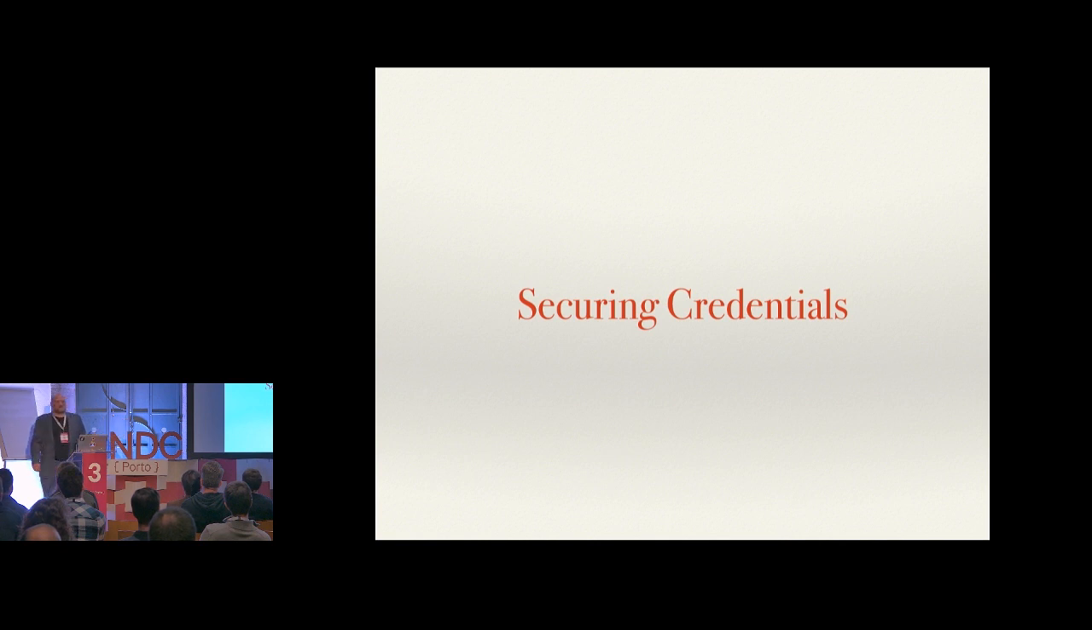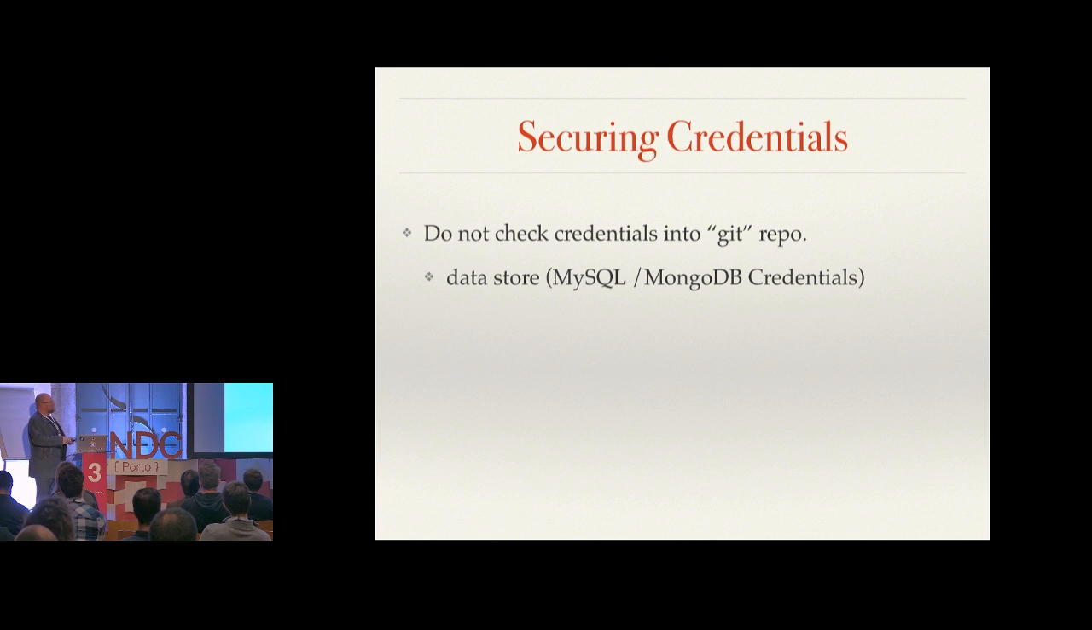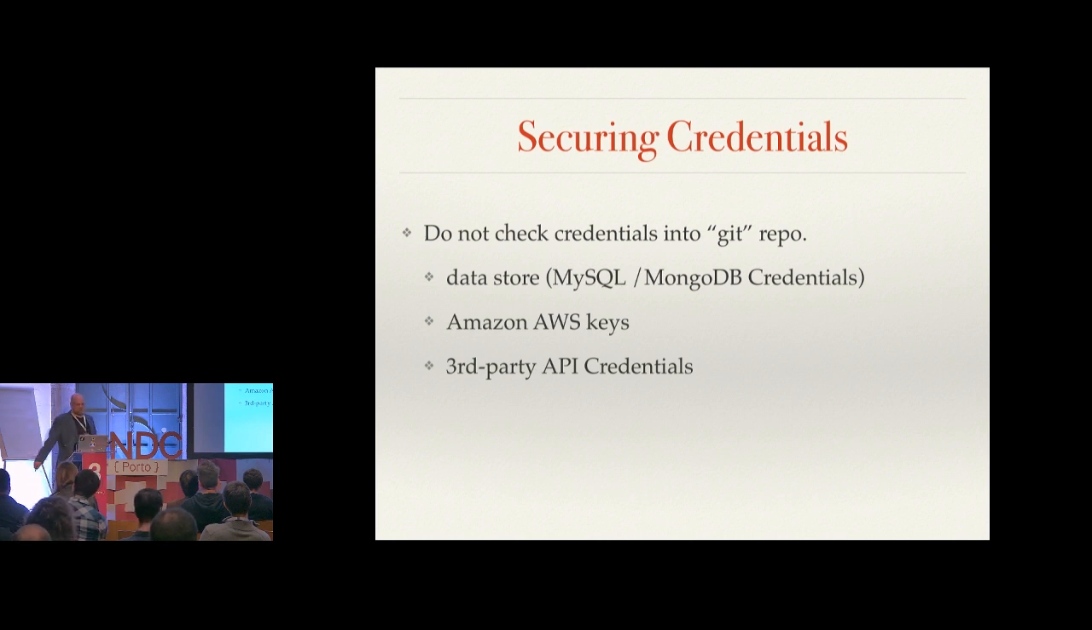Last topic, securing credentials. Please don't check your credentials into your Git repo, right? It will take seconds between the moment you check your AWS key into GitHub and for a bunch of Bitcoin mining instances to be spawned at a very high cost to you. So don't put your database credentials into your Git. Don't put your AWS keys. Don't put any kind of third-party API credentials into your code repo.